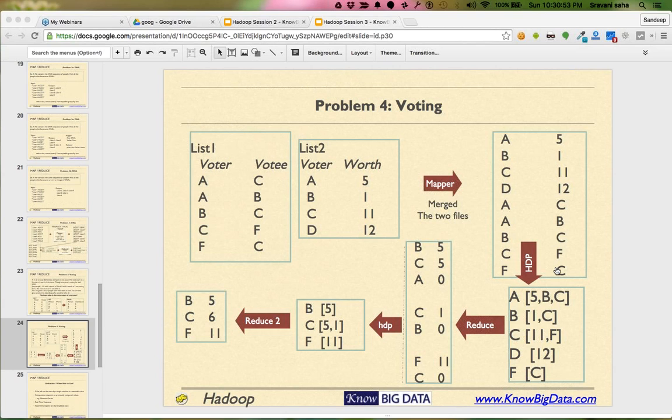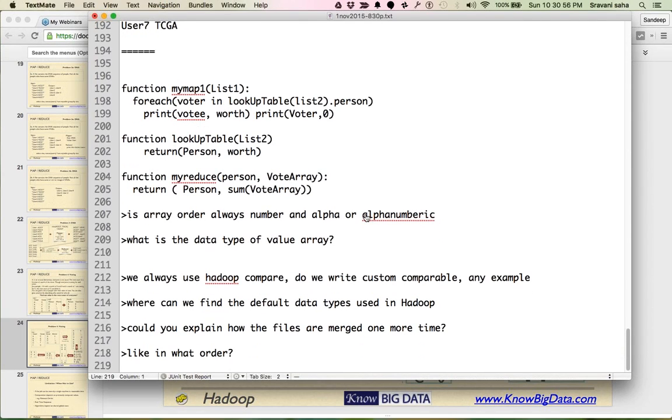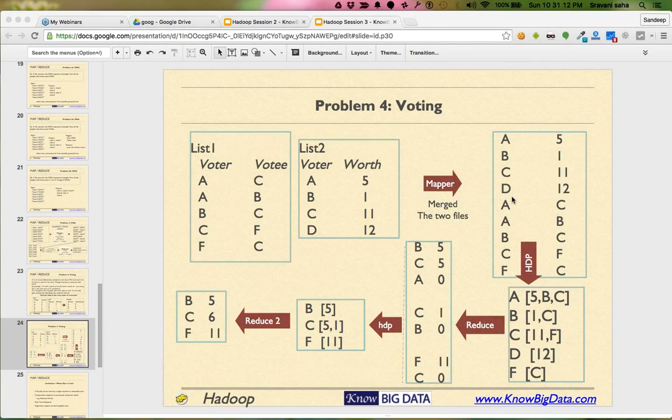There is no predefined order. Generally, it picks up the files based on the file name, and then it feeds to the mapper, and the mapper will decide the key, and it will order the rest of the data based on the key given out by the mapper.